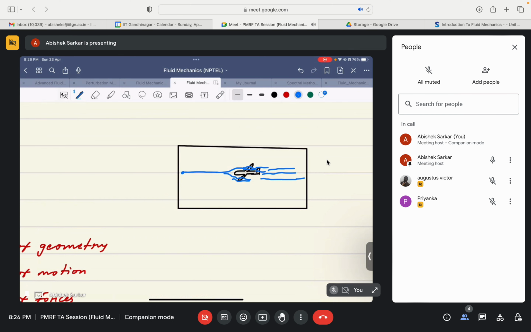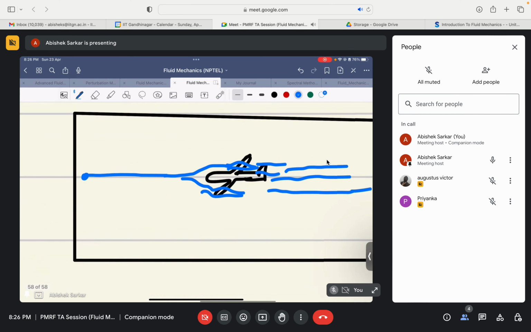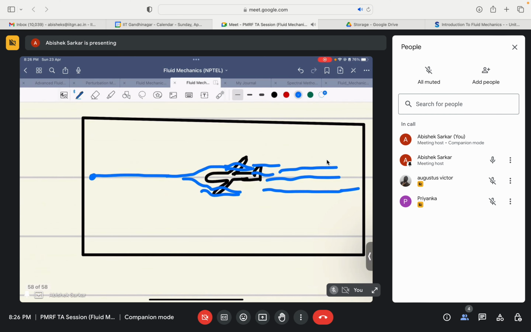And like if you zoom in further, you can see at the edge of the wings there will be some wingtip vortex generated because of the fact that the pressure at the upper end of the wing is lower compared to the lower end, and that is basically the principle of generation of lift.